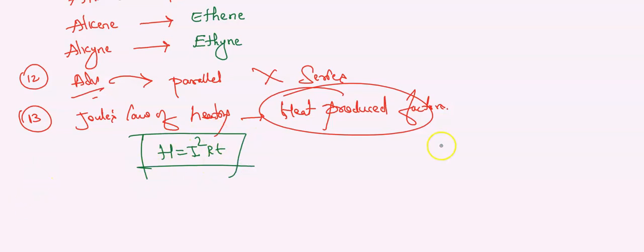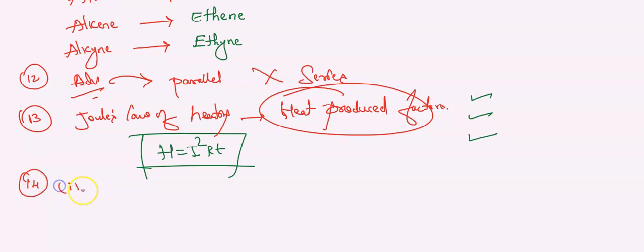Totally we have three factors. One is the square of the current, next is directly proportional to resistance, next is directly proportional to time. Is this clear? Please go through this answer fast. Next question, number 14, take down.